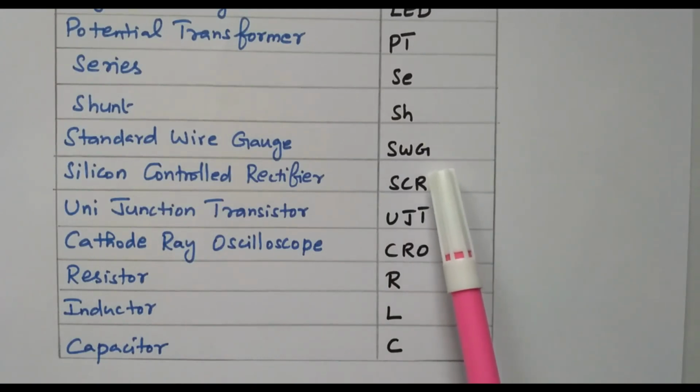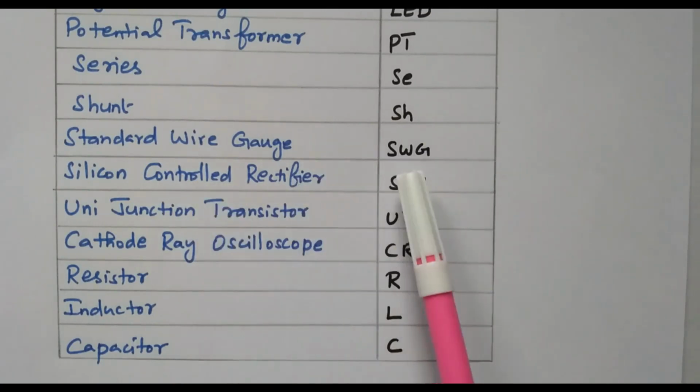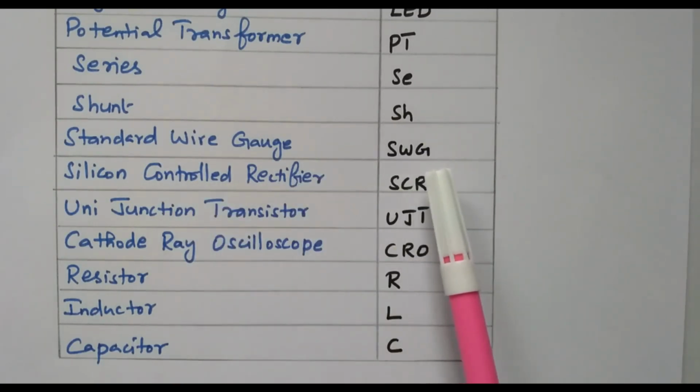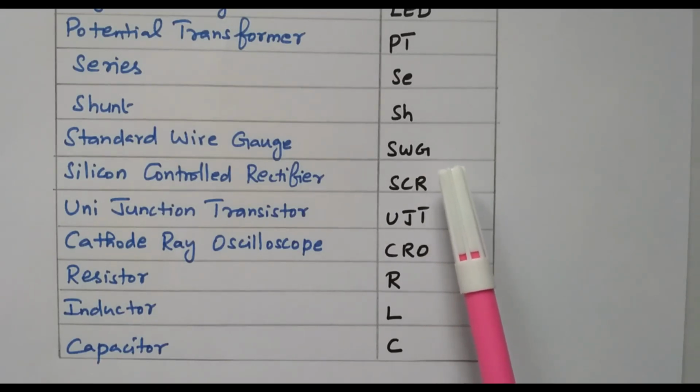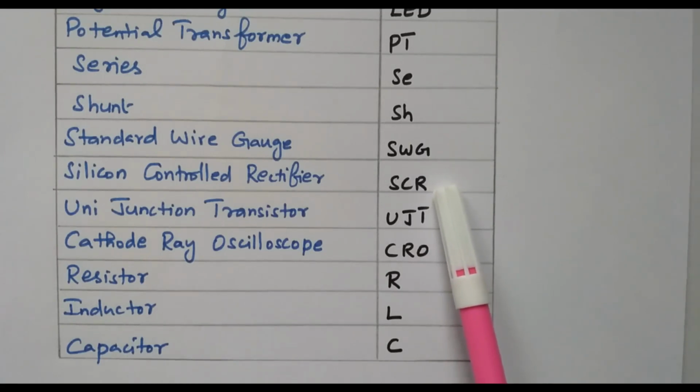Then SWG means standard wire gauge. So while selecting the wire, what is the gauge? That is given by SWG. Depending upon the gauge, the current rating and voltage rating will differ. So while going with any design, we need to see what the wire gauge is. Then SCR, silicon controlled rectifier. Another name is thyristor. So it is given as SCR.